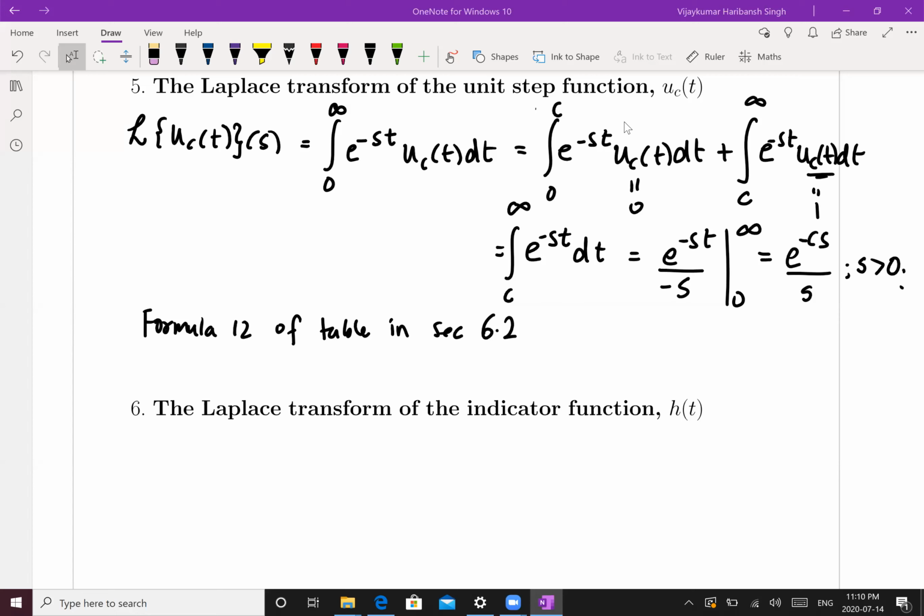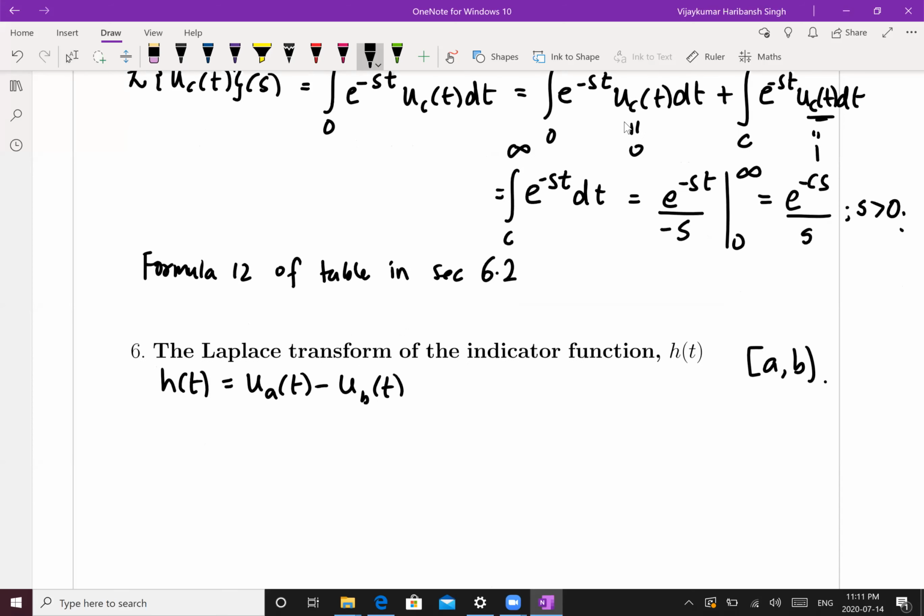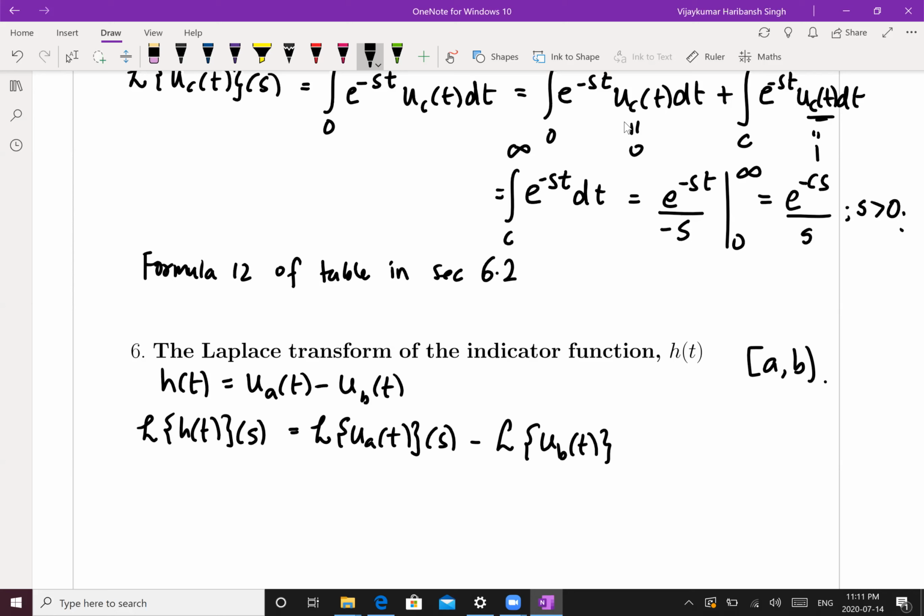Now let's find out the Laplace transform of the indicator function. So we have h of t equals ua of t minus ub of t. Now note that even though h does not indicate this, we will reserve this notation h for ua minus ub. So our interval is in some sense fixed here. Now if you take the Laplace transform of h of t, it is the same as the Laplace transform of ua of t minus the Laplace transform of ub of t.